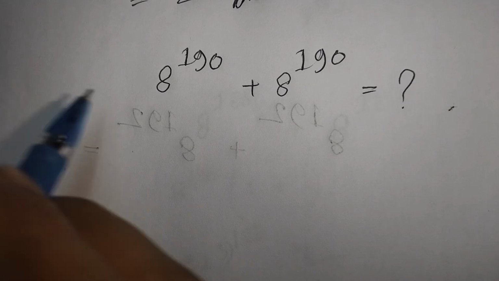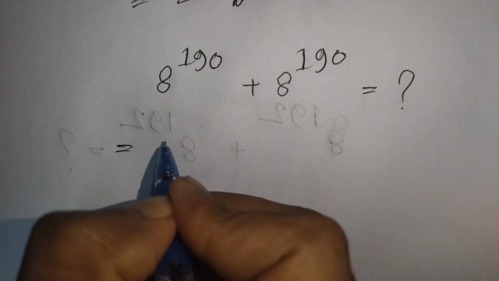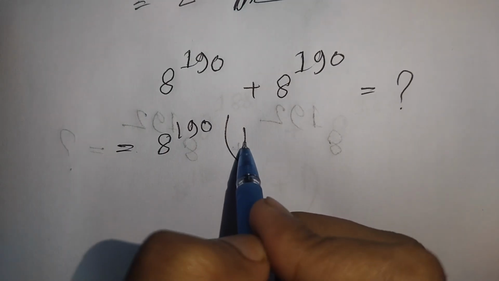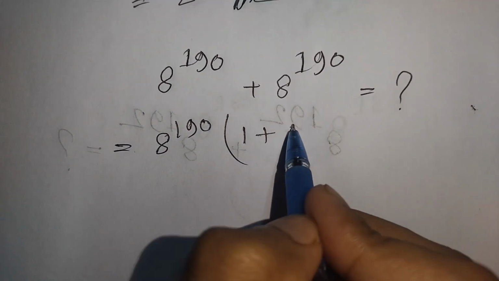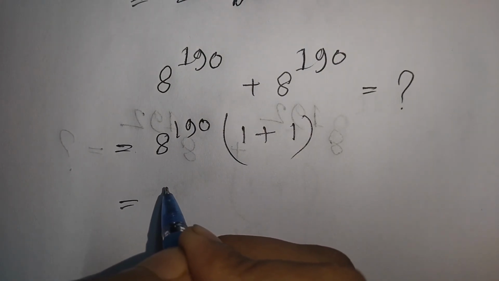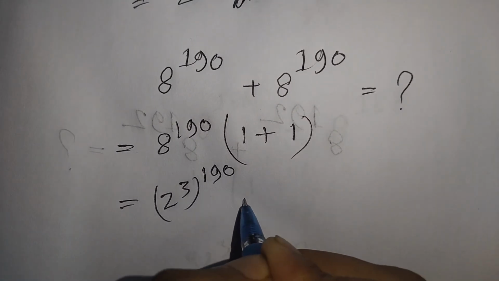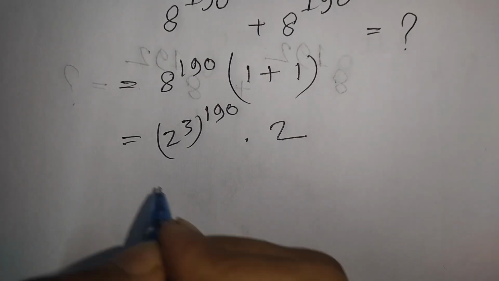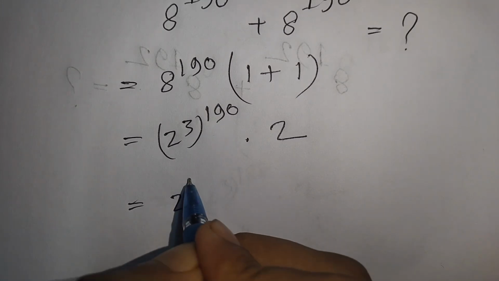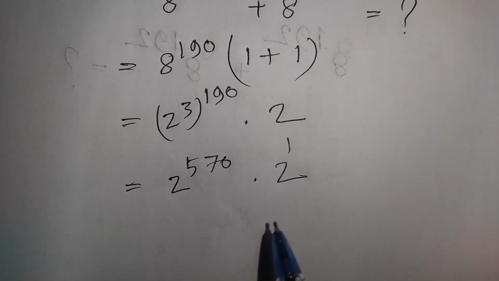How to solve 2 to the power 190 plus 2 to the power 190 is equal to what? At first you take common 2 to the power 190, first bracket start, this divided by this, that means 1, plus this divided by this, that means 1. Now 2 to the power 190 times 1 plus 1, that means 2. Now 2 to the power 190 times 2 is same as 2 to the power 1.